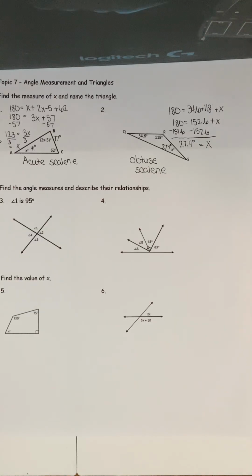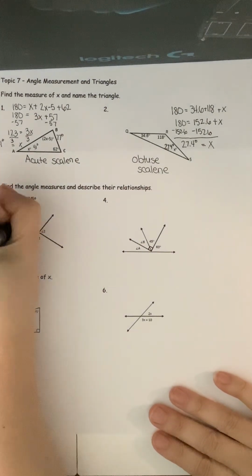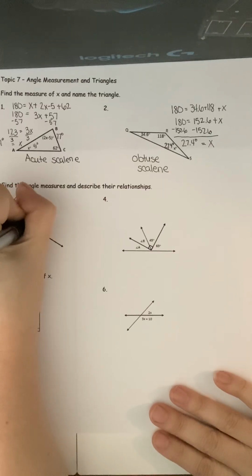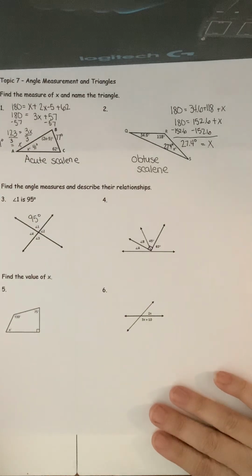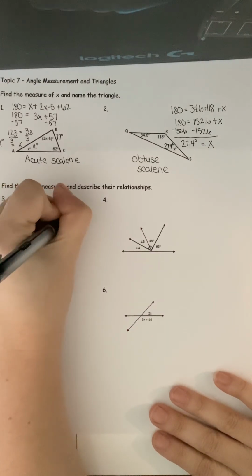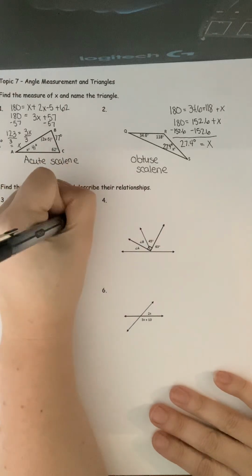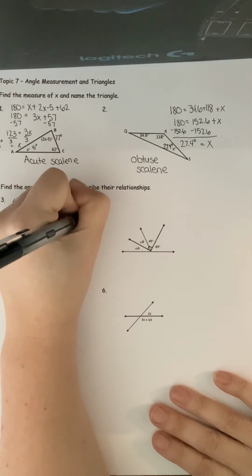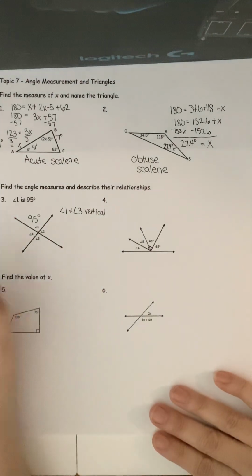Now we're going to find the angle measures and describe their relationships. Angle 1 is 95 degrees, so first we're going to put 95 degrees right here. We have angle 1 and angle 3. Angle 1 and angle 3 are going to be vertical.